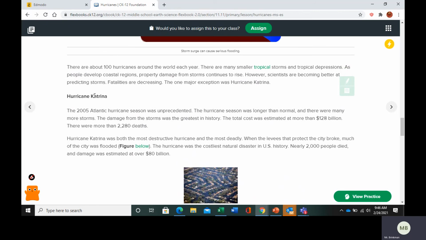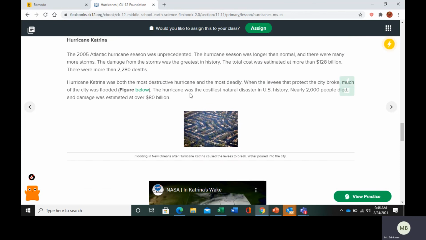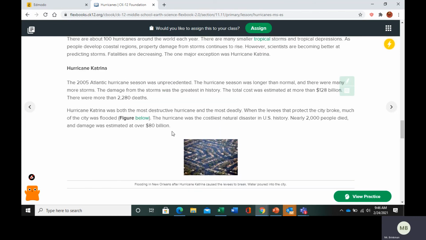So Hurricane Katrina, that happened in 2005. I'll let you read about that on your own, but it was very devastating, very destructive. It happened in New Orleans. And part of the reason why it was so deadly is because New Orleans is below sea level.